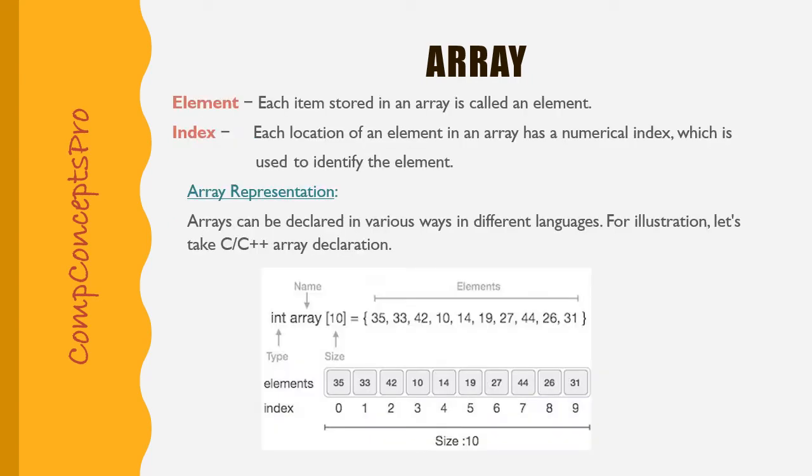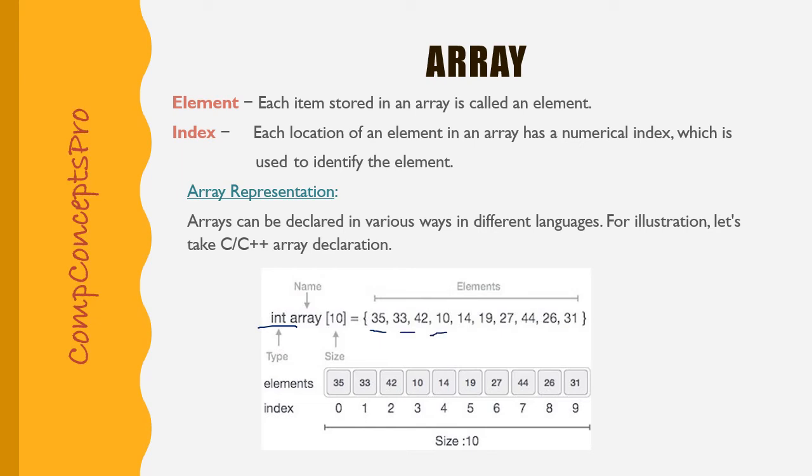Let's see some more terminologies related to arrays. First is element. This is the item or the value that we store in the array. Second is index. This is the subscript of the element through which we locate the element. Now, as you can see in the figure, we have declared the data type of the array as int. That means all the elements that we have stored in the array are of type integer.